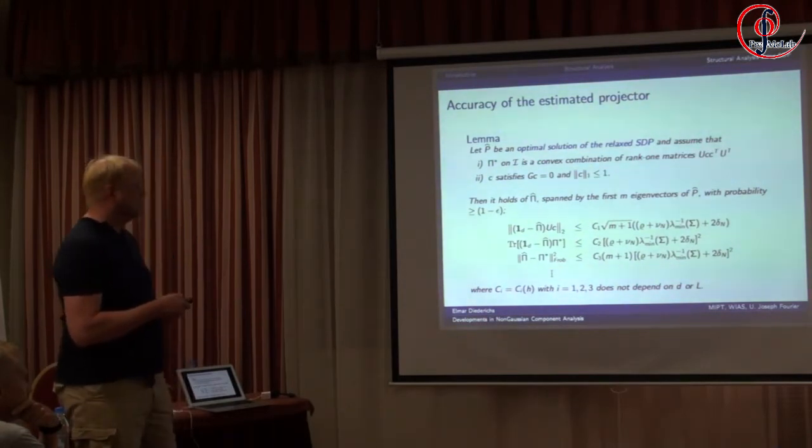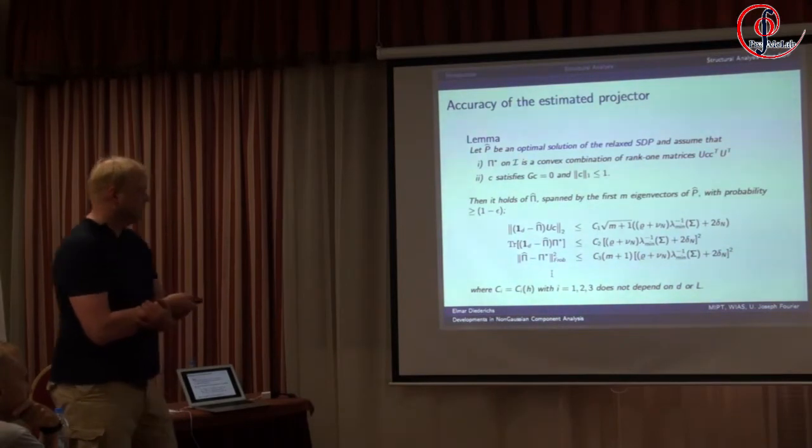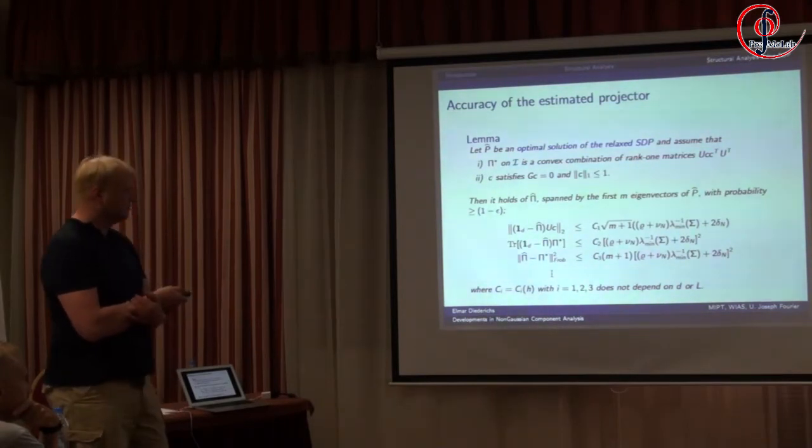Of course, we have our noise killing condition and our starting formulation. If this holds, we can show that pi head, spanned by the first m eigenvectors of P head, with probability larger than 1 minus epsilon, satisfies a bound on the estimated projector that now depends not on the dimension of the data space, but only on the dimension of the reduced space.